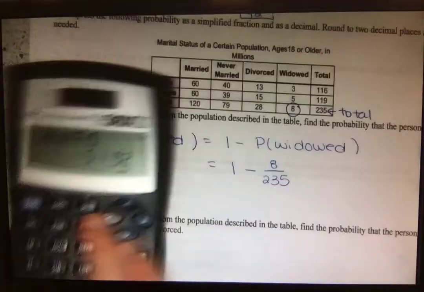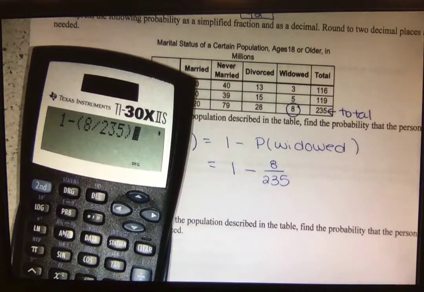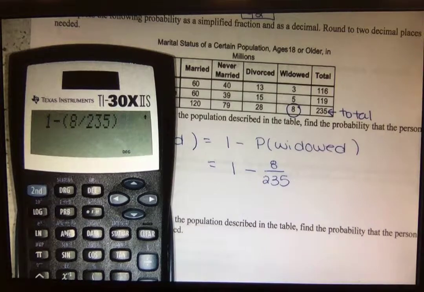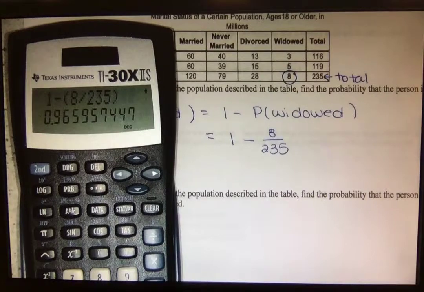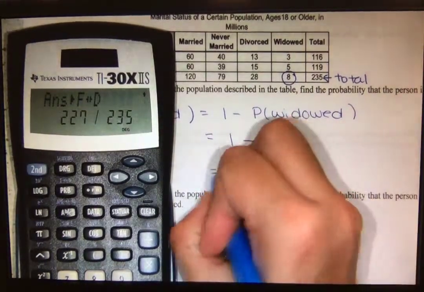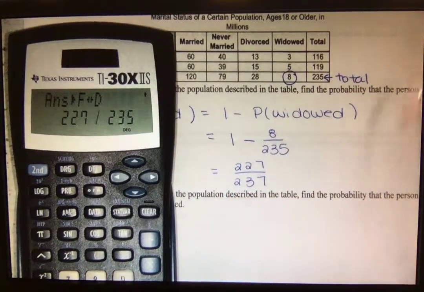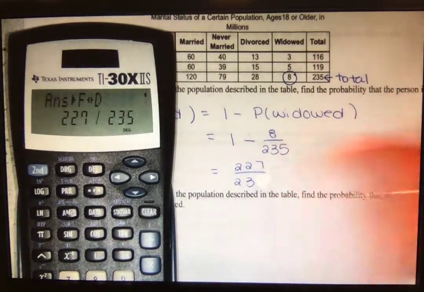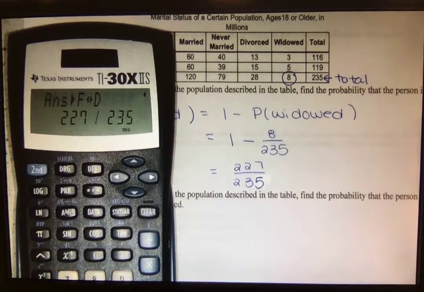So plugging this into our calculator, 1 minus, in parentheses, 8 over 235. 8 over 235 is its own fraction, so it needs to go in parentheses. We get that crazy decimal, turning it into a fraction. We get our final answer of 227 over 235. So that is our first thing. That's our simplified fraction. Once we find that, it wants you to find the rounded decimal.